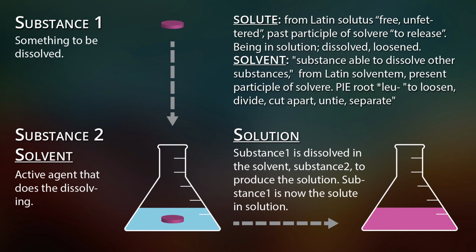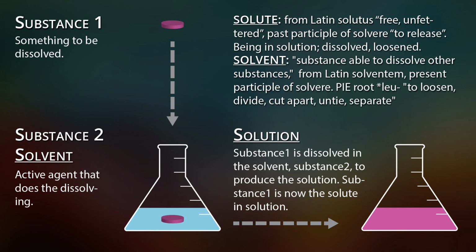So if you have a substance 1, let's take this red, pink, purple, whatever, tablet, and say that's something to be dissolved, okay? Then you have substance 2, which is a solvent. It's an active agent that does the dissolving. And then you put substance 1 into substance 2. Okay? What you end up with when you put substance 1 into a solvent for substance 1 to be dissolved is you end up with a solution. Substance 1 is dissolved in the solvent, substance 2, to produce the solution. Substance 1 is now the solute in solution.